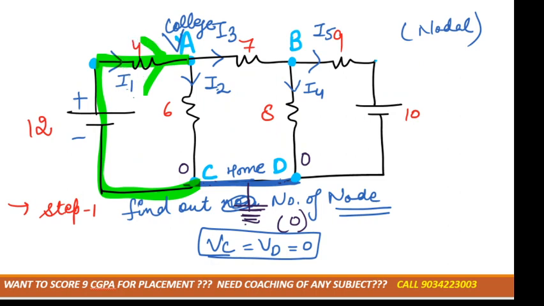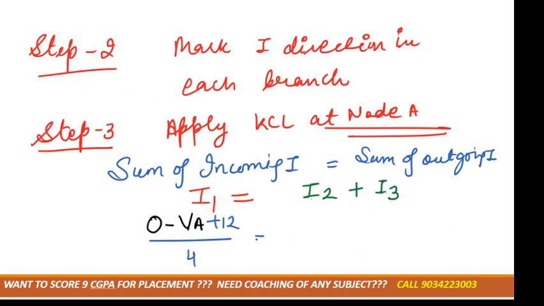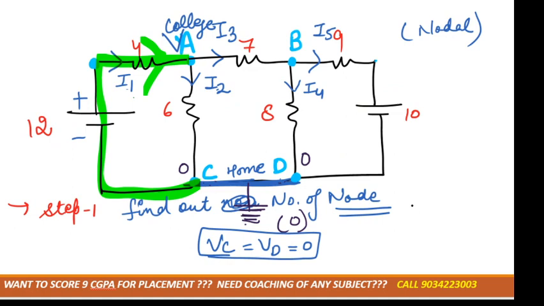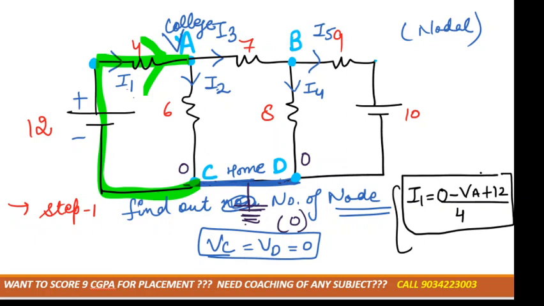How much is the resistance? That is 4 ohm. Okay, I am repeating again. I1 would be equal to, I1 is moving from home to college, right? So that would be 0 minus VA. From where it is leaving, that would be positive, and where it is entering, that would be negative. So 0 minus VA, and we are having a battery, second sign is plus 12 divided by the resistance, that is 4.